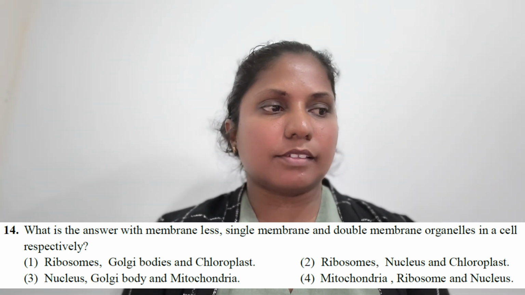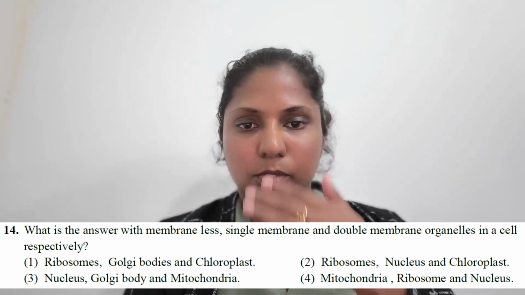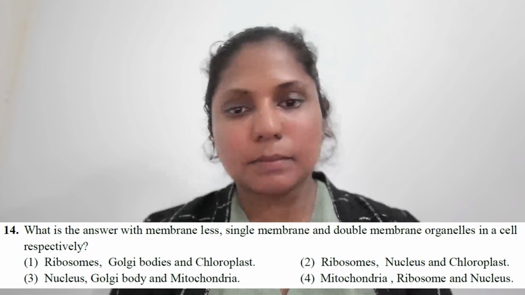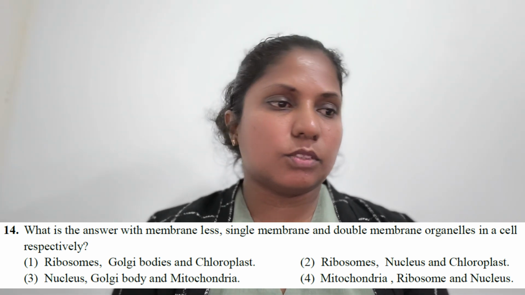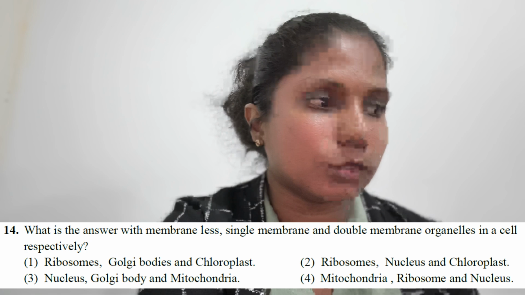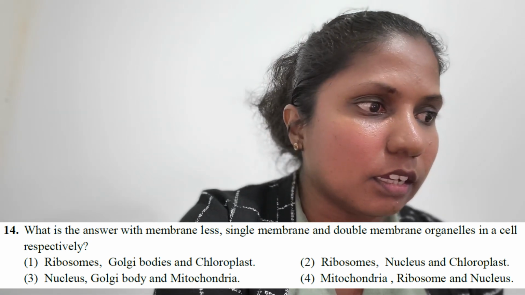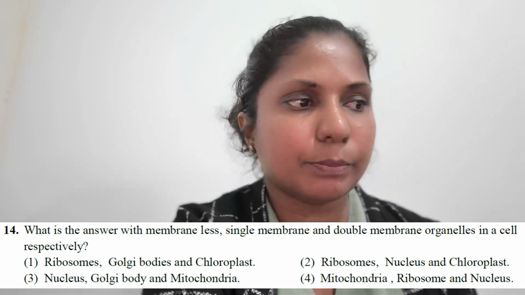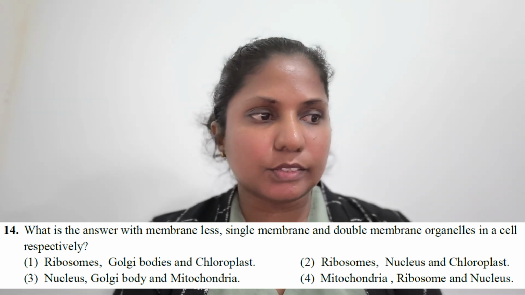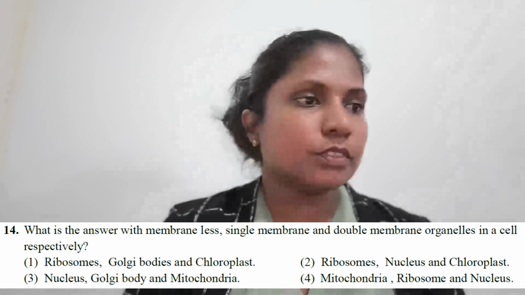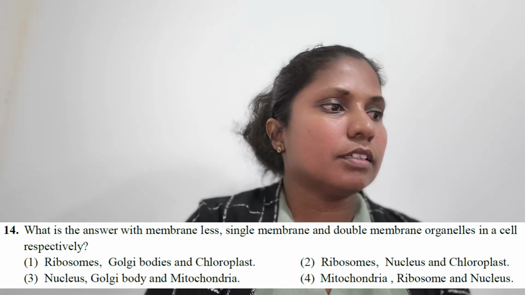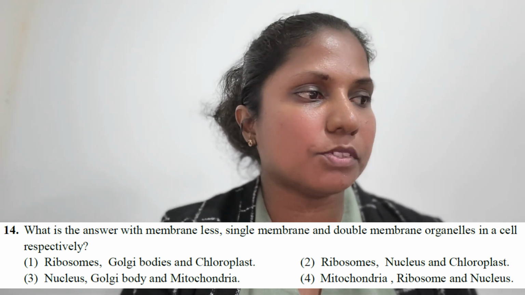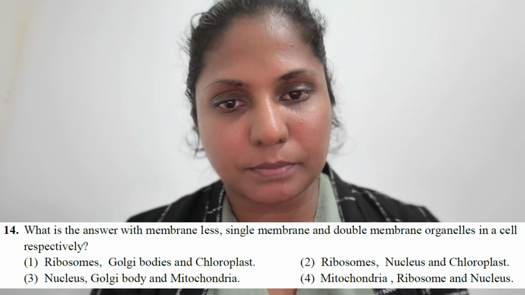Then chloroplast. Chloroplast is responsible for photosynthesis, so it's a double membraned organelle. There are other organelles that are also double membraned. Mitochondria is also double membraned, and the nucleus is also double membraned. So the correct answer between these options is option number 1.